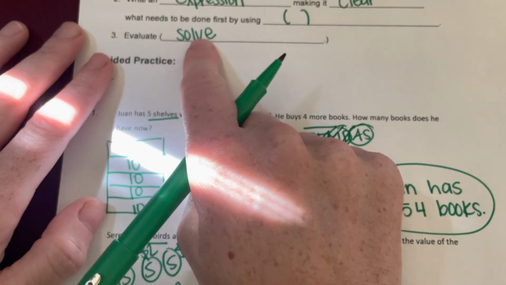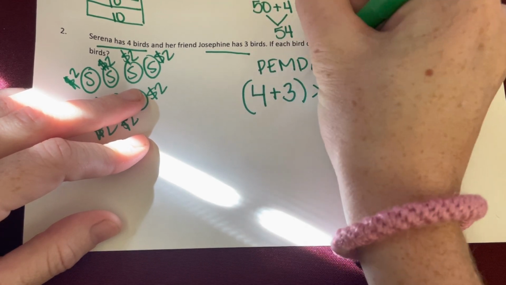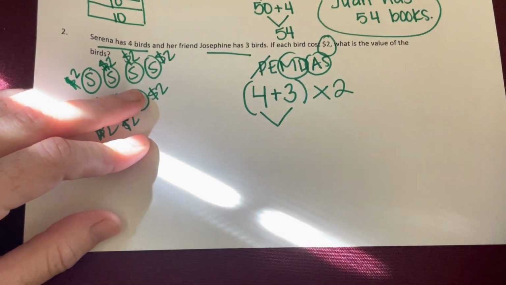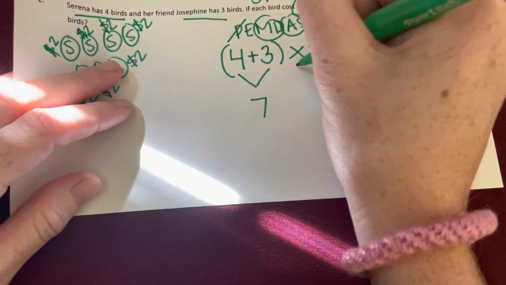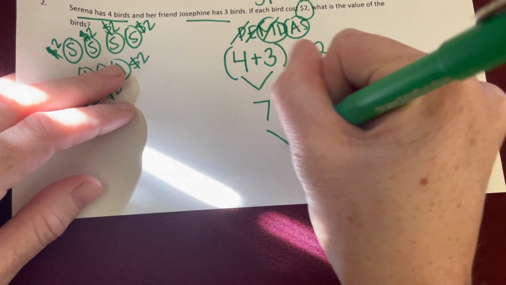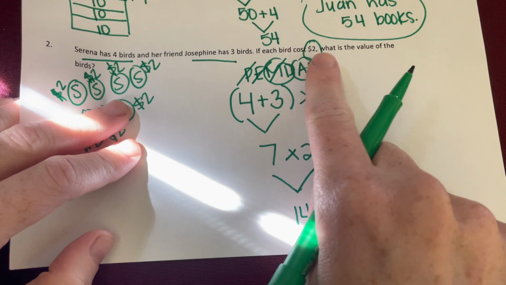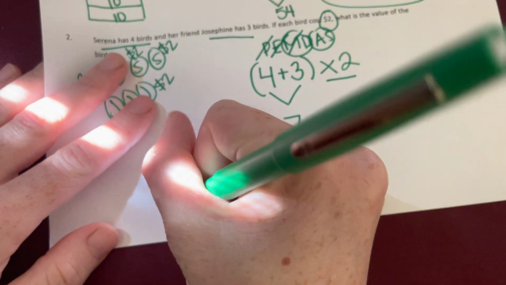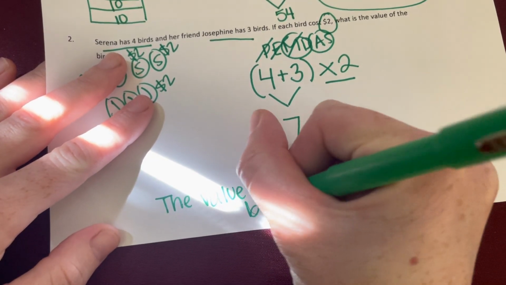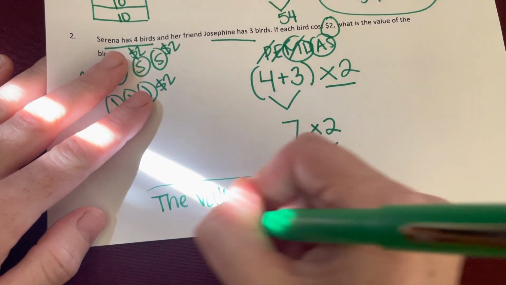So I have my expression written. Step number 3 says I need to evaluate or solve it. So I'm going to use PEMDAS. Step number 1 is parentheses, so I find whatever's in parentheses. 4 plus 3 is 7. Rewrite whatever's left over times 2. I don't have any exponents. I do have multiplication, so I'm going to multiply. 7 times 2 is 14. The question is asking, what is the value of the birds? The value of the birds is $14. And we are done.